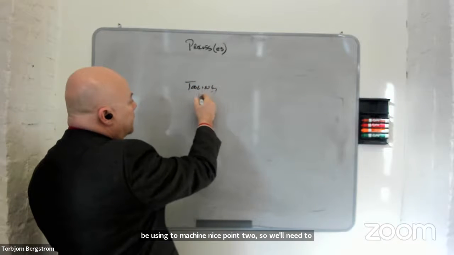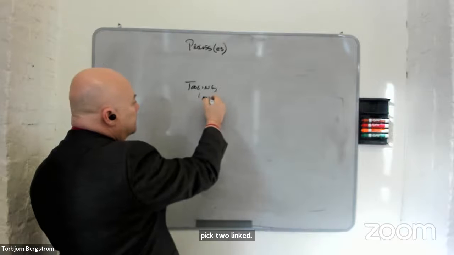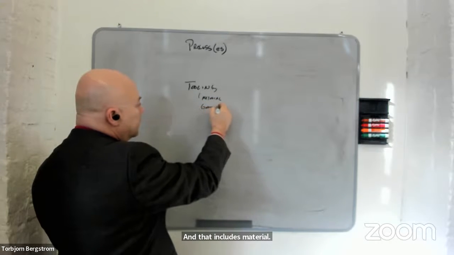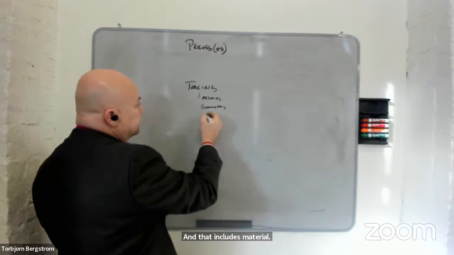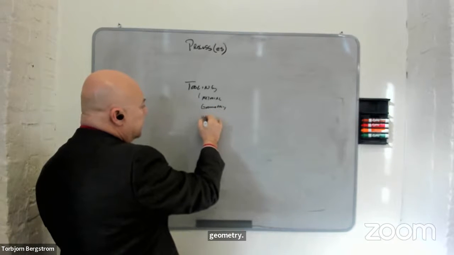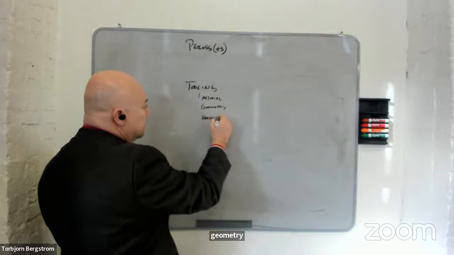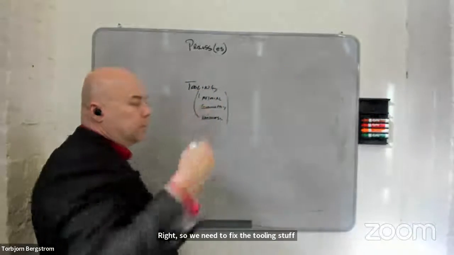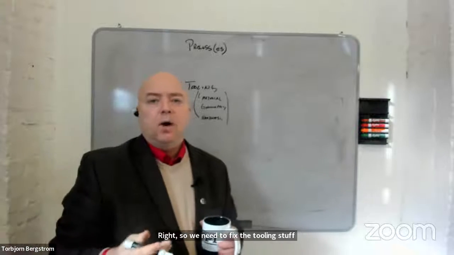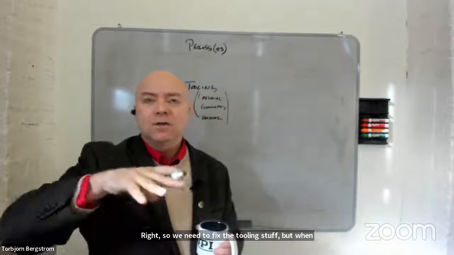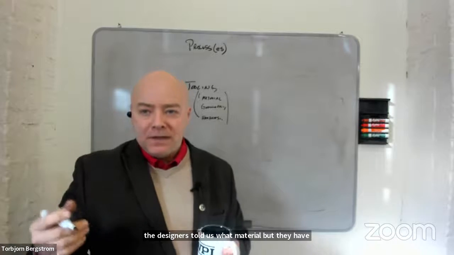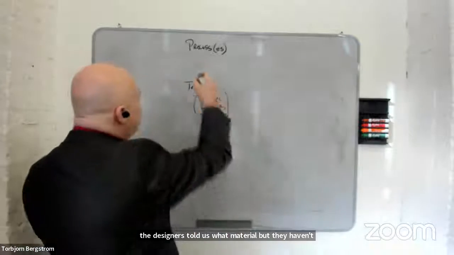And that includes material, geometry, hardness maybe. Right, so we need to pick the tooling stuff. But when we're picking the material to make the part out of, the designer has told us what material, but they haven't told us which particular piece of material usually. So we've got to pick the stock.